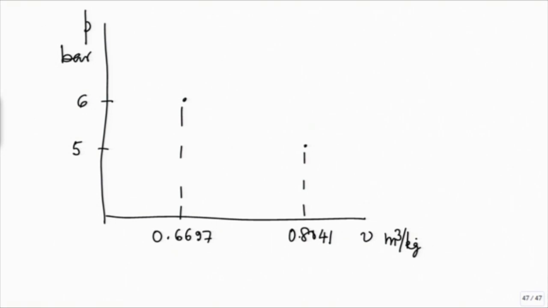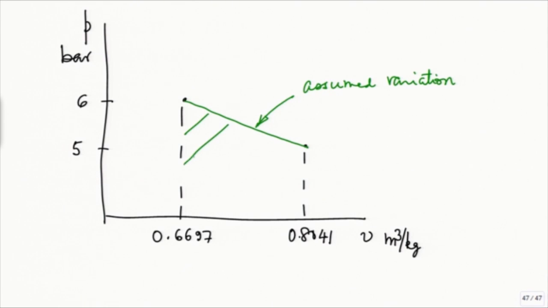I think we are given 1 kg, so we will work in the per kg mode. We are now going to assume that the variation between these 2 points is a straight line. This is an assumed variation, which leads to integration by the trapezoidal rule, and the area is numerically this area.